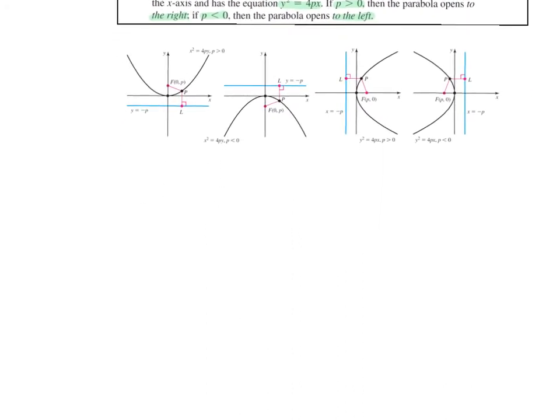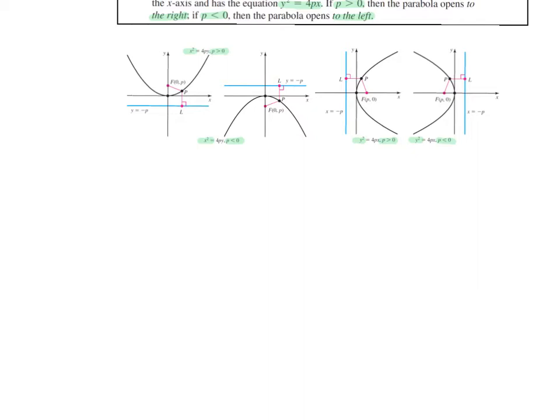Here are the 4 possibilities. Again, if it's an x squared, then that would indicate a parabola opening up or down. If p is greater than 0, that means it opens up. P less than 0, or negative, means it opens down. So y squared would be left or right. If p is positive, or greater than 0, it opens to the right. Less than 0, it opens to the left.